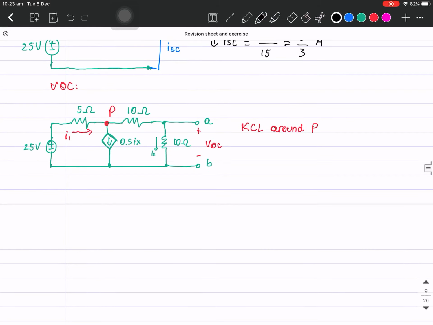Right. So what do we have? We got 0.5 Ix flowing out, I1 is coming in, and Ix is coming out. So we have I1 minus 0.5 Ix minus Ix. So we got, okay.